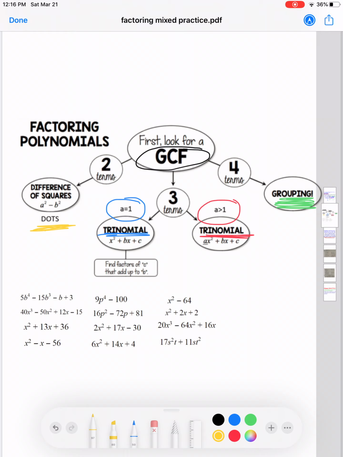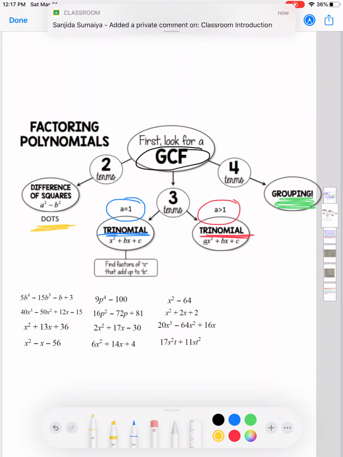So what we're going to do right now is try to identify from these expressions down on the bottom of the page, you notice we have 12 of them, which method of factoring you would use for each. So at this point, I would stop the video and try to see if you can sort these into the different methods.